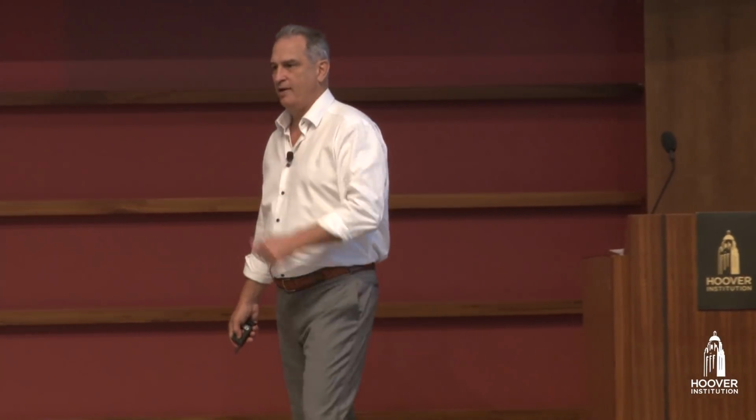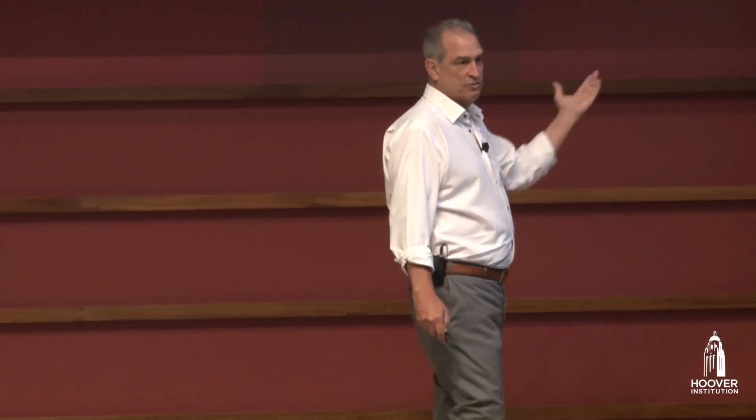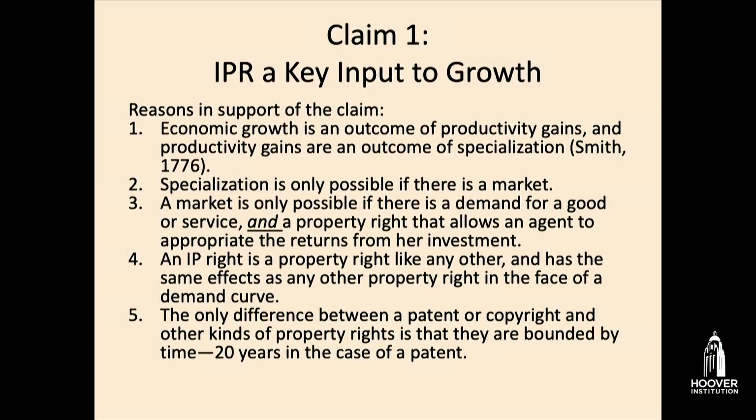Okay, so now let's get down to business. Intellectual property rights. One of the main claims I'm going to make here is intellectual property rights are an important source of growth. So what's the reasons? Well, I don't know if in economics anybody actually reads Adam Smith anymore, but he made this point back in the 18th century that economic growth is the outcome of productivity gains, and productivity gains are the outcomes of specialization, which is why he has the example of the pin manufacturer in the book.